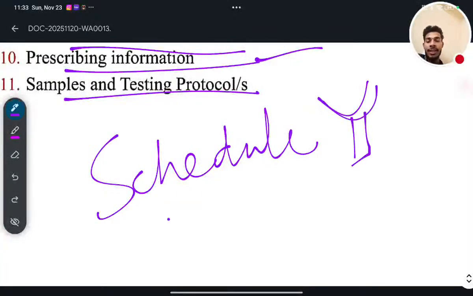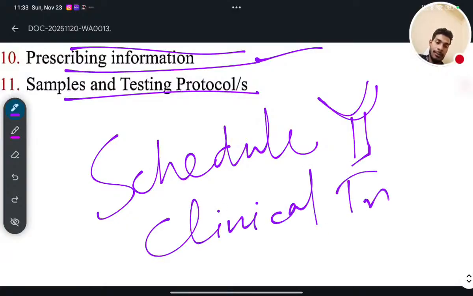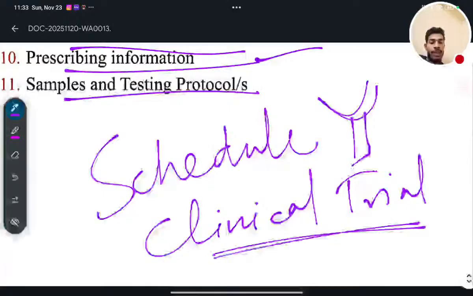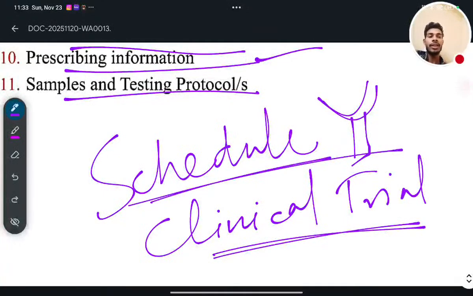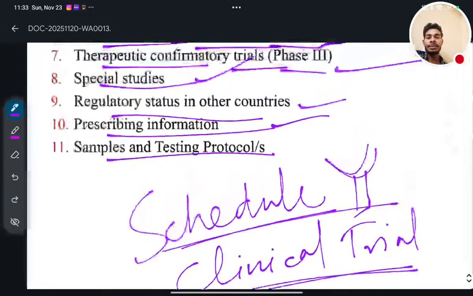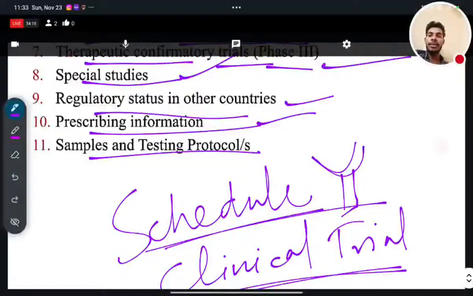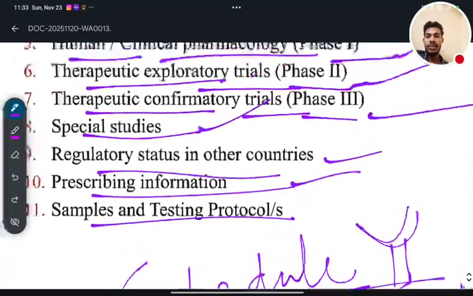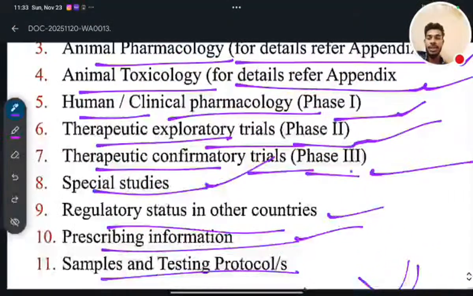Okay, so up to this, Schedule Y, or you can say clinical trial, is completed. I have mentioned all the important points which are related to clinical trials. You can revise from the video, you can learn from the video, and if you want you can take a screenshot of the main important points like this.